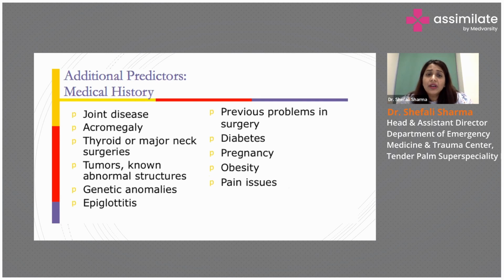Additional predictors in terms of medical history would be a patient having a joint disease, acromegaly, any thyroid or major neck surgeries, any tumor or known abnormal structure, known genetic abnormalities, epiglottitis, where definitely you expect some swelling and inflammation inside, pregnancy, because of the fluid collection, everything gets swollen up, obesity and pain issues.